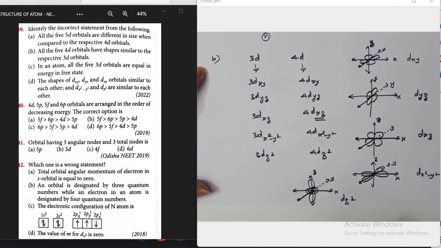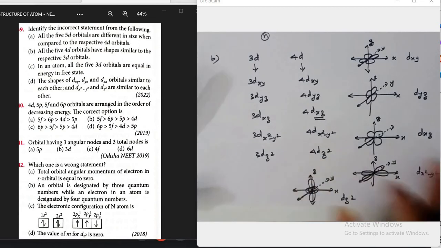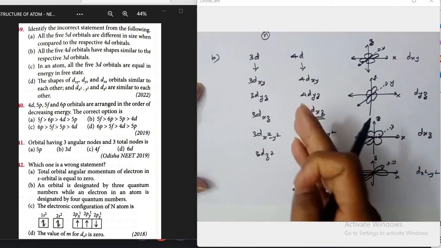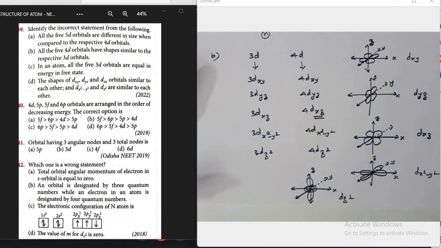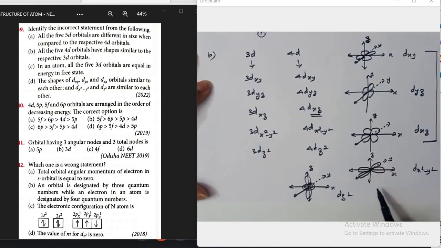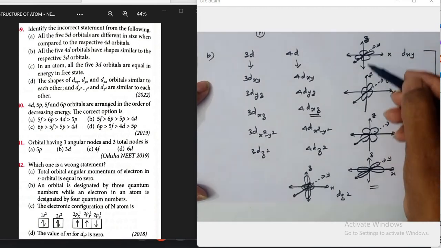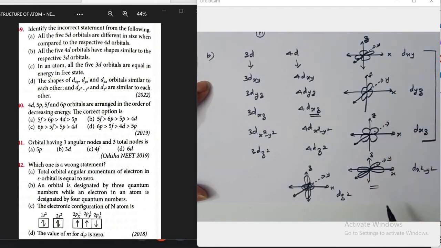Observe this carefully. Whether it is 3dxy, 3dyz, or 4dxy, 4dyz, 4dx square minus y square, whatever it may be, between these only the size is different. 4d orbitals have a larger size, that's all, but the shape remains the same. Remember, these three orbitals have lobes in between the axes, and this orbital has lobes along the axes. This orbital also has lobes along the axes. These four orbitals have four lobes, and their shapes are similar to a double dumbbell, whereas the dz square orbital shape is different.